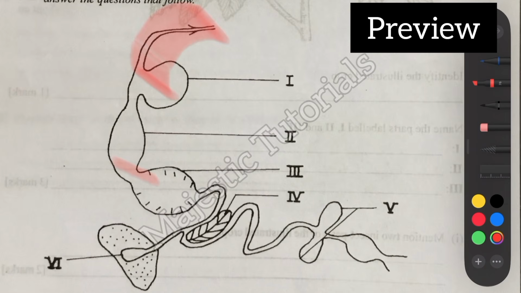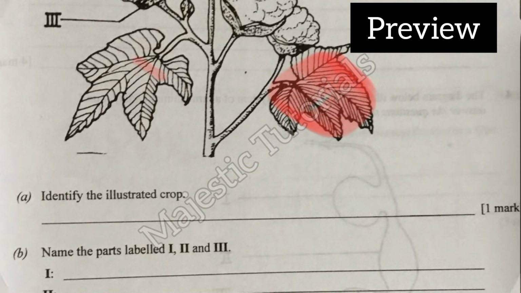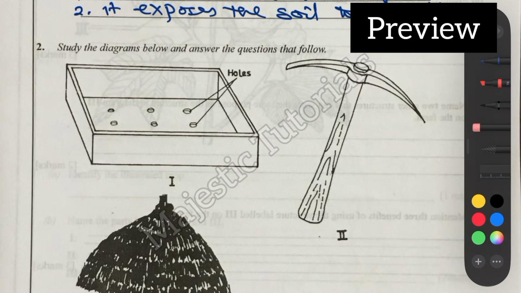Question now says, name the parts labeled I. This is I. A cotton plant. But if it is only the leaf, you say a cotton leaf. They normally bring the diagrams which are taken from agriculture, then you will now be asked questions.